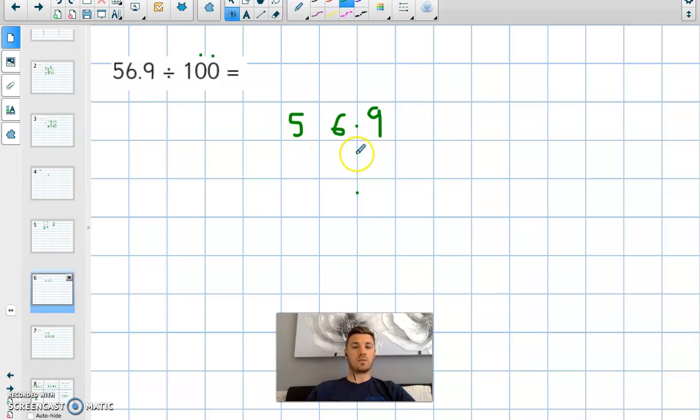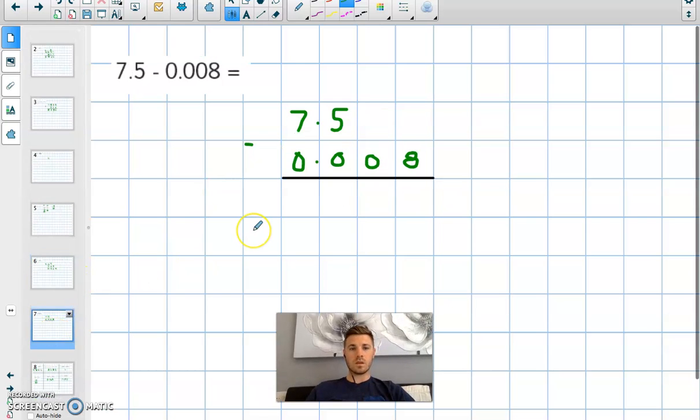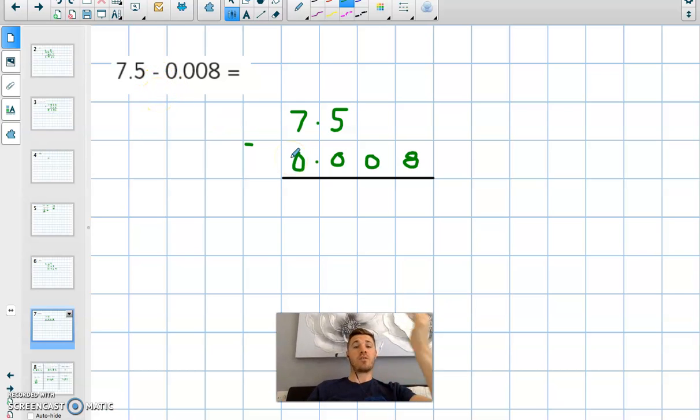Okay, so we move it once, and then we're going to move it again. And you're left with nothing on this side, no holes. So 0.569 is your answer. And the last question, again another subtraction. You're subtracting two decimals away from each other. We're going to use the formal method.